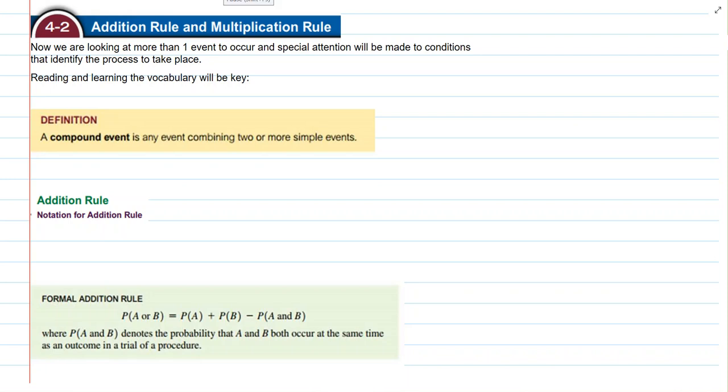Okay, let's continue our understanding of probability and how it will play into our statistics class. The understanding of probability is the chances of the occurrence of the event happening in a percentage value. So now we're looking at more than one event rather than what we did in section 4.1, and special attention will be made to conditions that identify the process to take place.